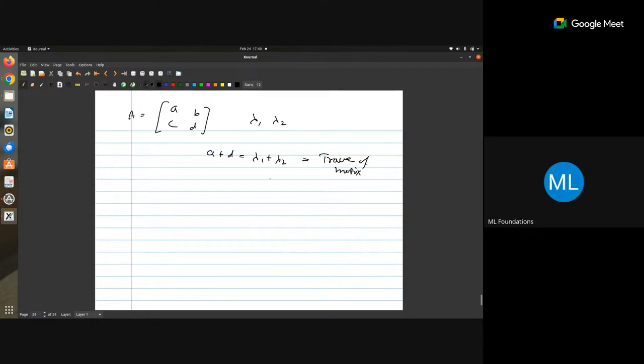These two properties you should remember always. Another property is lambda 1 into lambda 2, which is the determinant of the matrix. So if one of the eigenvalues is 0, the determinant is 0. And if the determinant is 0, the matrix is singular, not invertible.